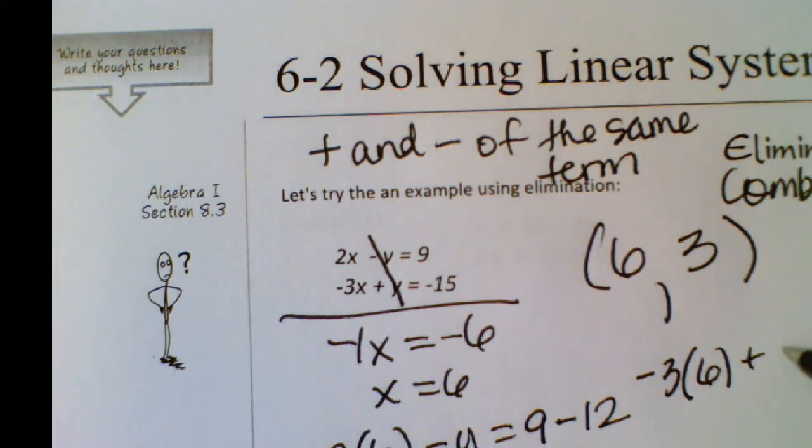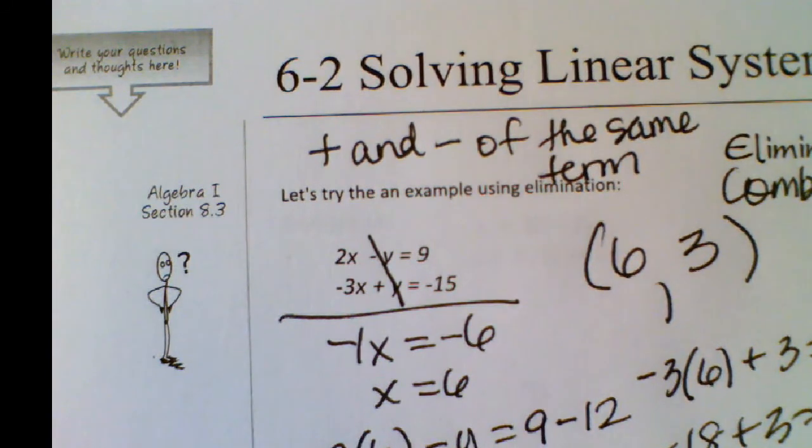6. And what's our y value? Oh, we got a little... oh, no, we're okay. Oof. Thought we were going to have another issue. What's negative 3 times 6? Negative 18 plus 3 is what? And that checks out, so that is right.